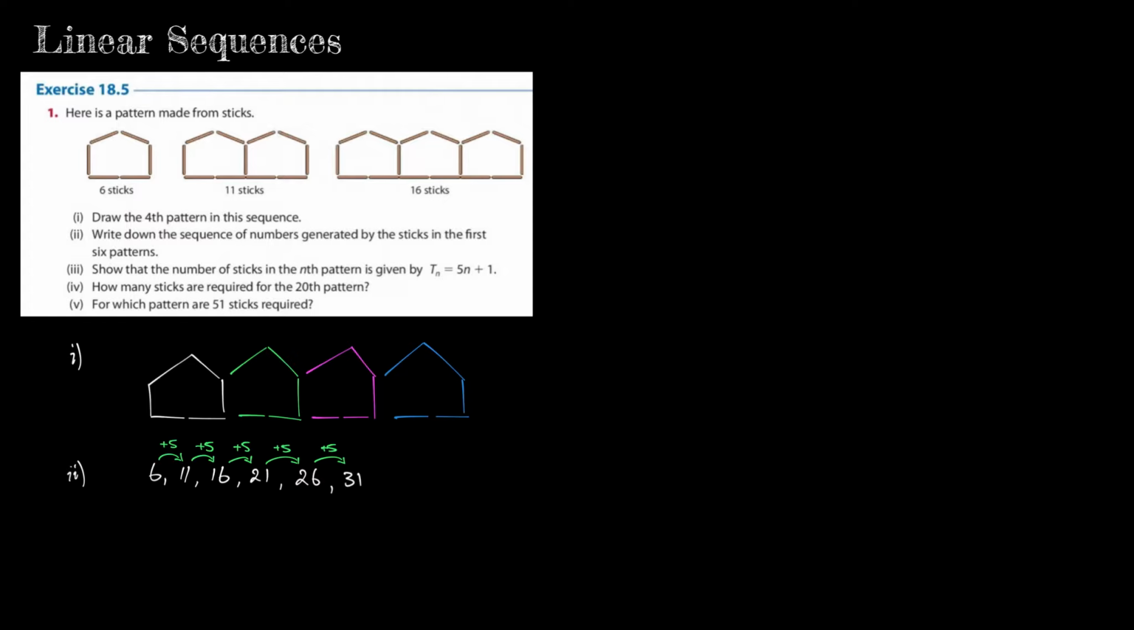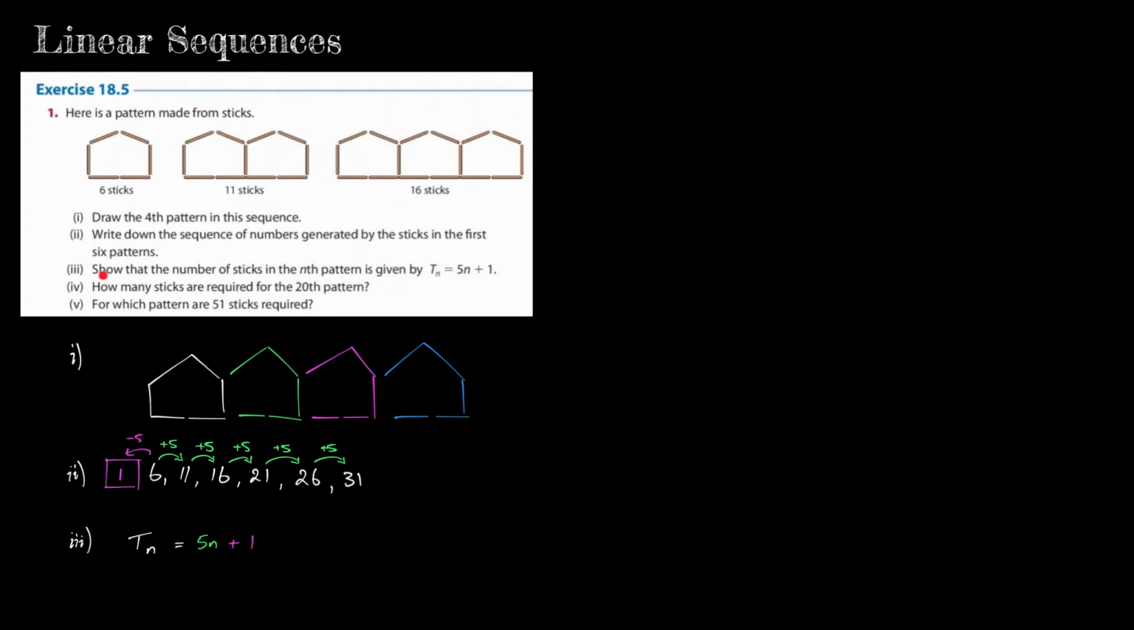So show that the number of sticks in the nth term is given by this pattern, 5n plus 1. Okay, so in order to find the nth term, t of n, what we need to do is we need to look at the pattern. We need to work out what one comes first. So if we were to go back 1, we'd have take away 5, and 6 take away 5 leaves us with 1. So t of n will be equal to 5n, because the common difference is 5, plus 1. Okay, and that's what they asked us to prove.